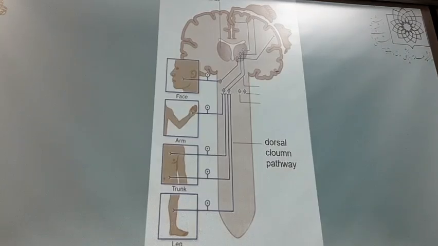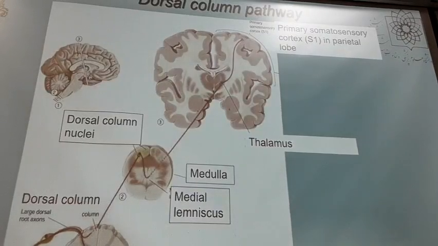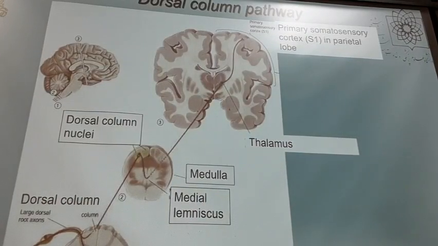What I'm insisting on this for is that in another system, the anterolateral pathway, the crossing is happening at the spinal cord, at the same level of the spinal cord. And this is showing the pathway.